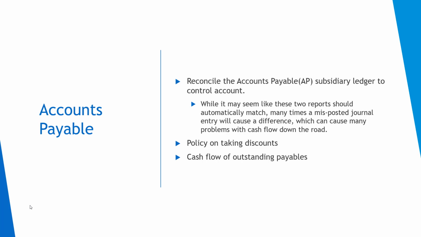Again, in accounts payable, you also want to make sure that you have a policy in place, or consider a policy, on taking discounts. Now some vendors, even in this day and age, still will offer you like a 1% discount, a 2% discount if you pay within 5 days or 10 days. Historically that's always been called 2/10, net 30. Net 30 means you have to pay it within 30 days, but if you pay it within 10 days you get a 2% discount.